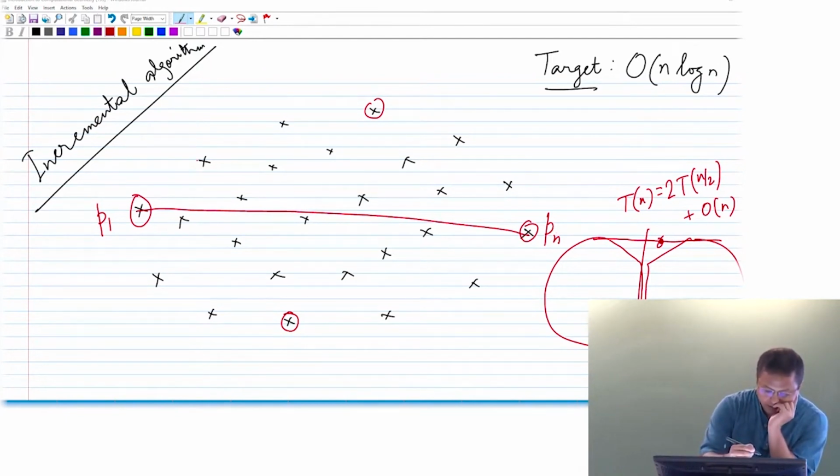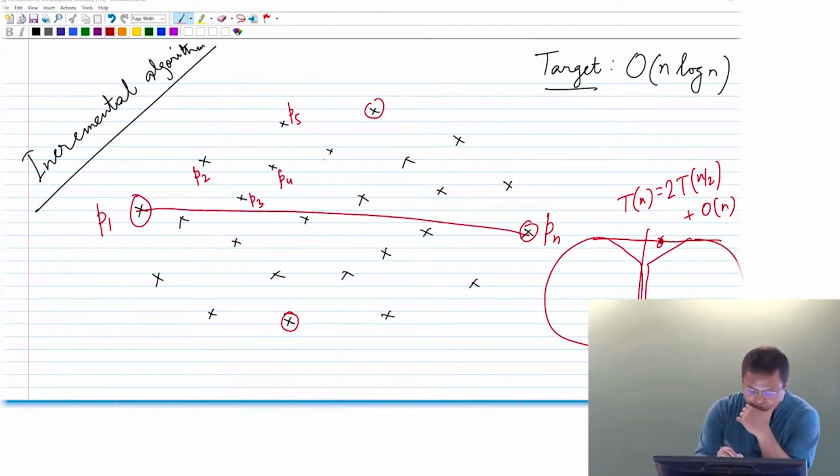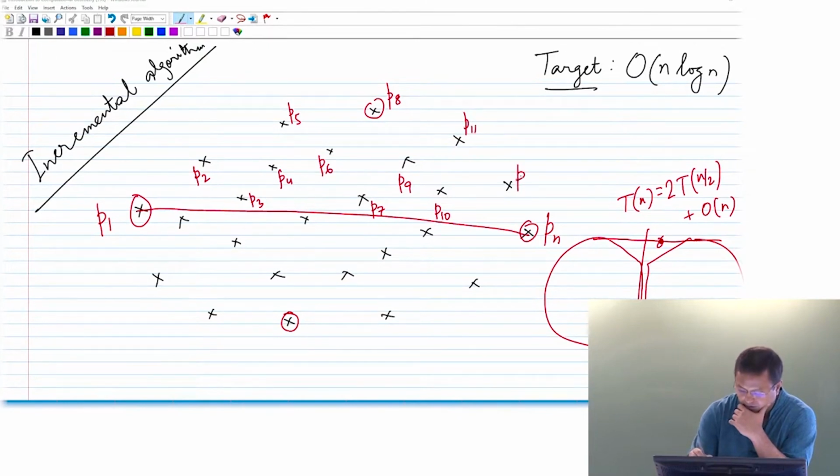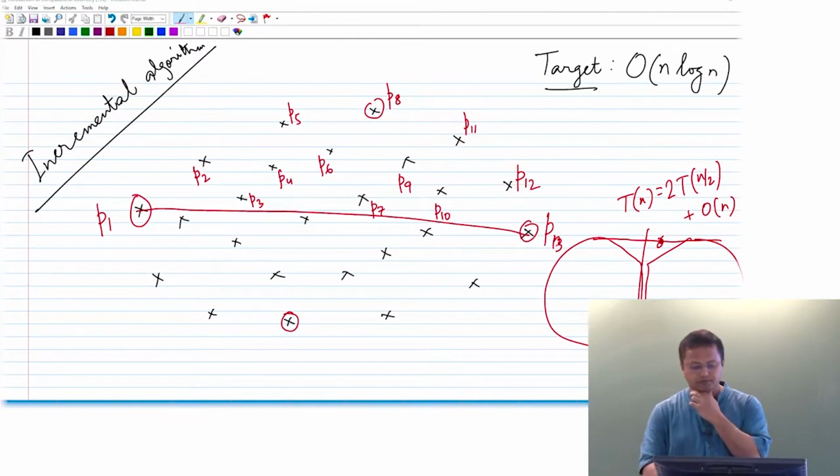P2, P3, P4. So, this is the sorted order on the x coordinate: P5, P6, this is P7, P8, P9, P10, P11, P12 and this is possibly your P13. Fine, this is the sorted order on their x coordinates.